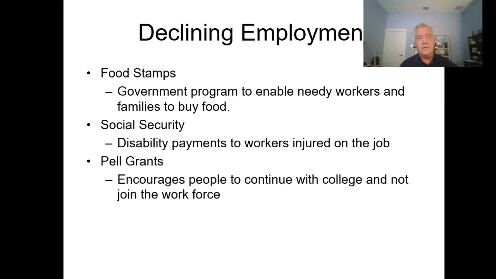Pell Grants. Now, this is an interesting one. I'm not quite sure. The author talks about it, but I'm not sure this is appropriate. Pell Grants aren't that significant a part of your income. I guess the question he asks is, does a Pell Grant encourage people to go to college rather than join the workforce? I don't know. I think it's a small thing.